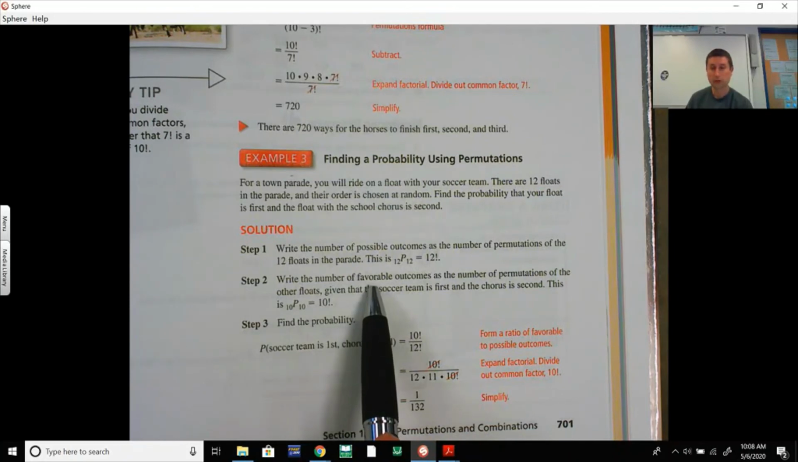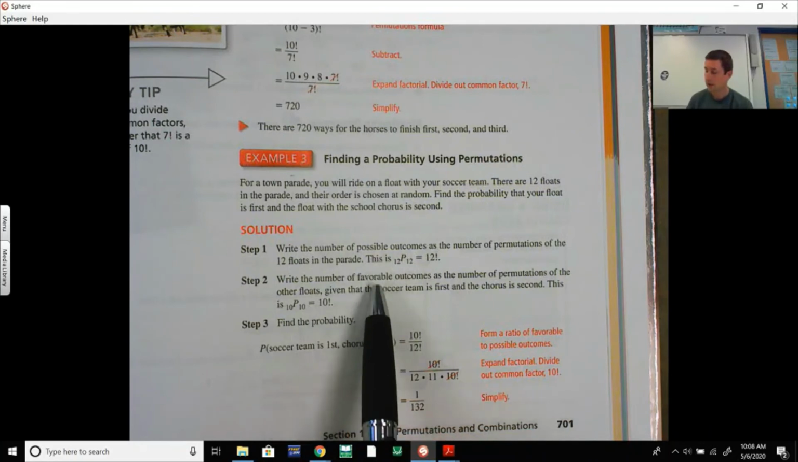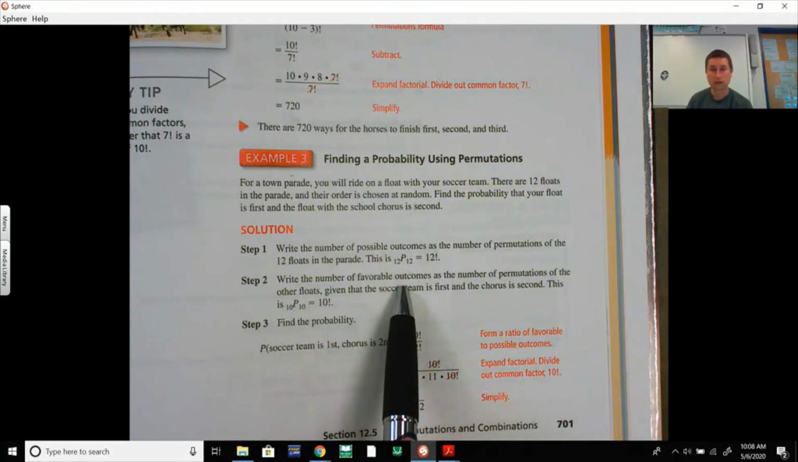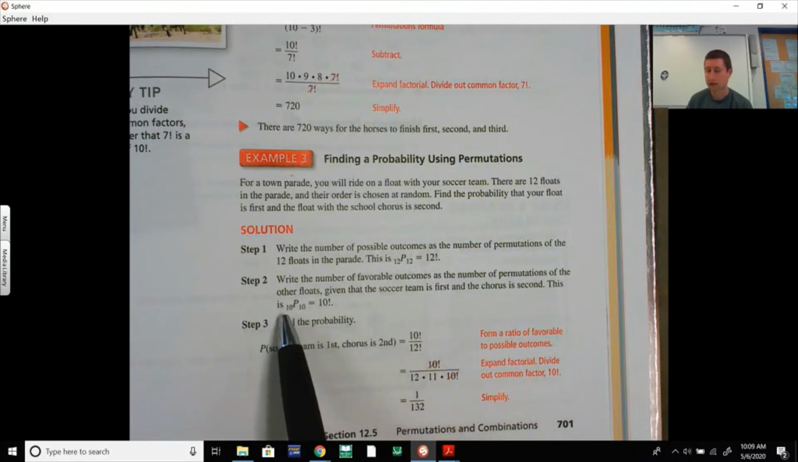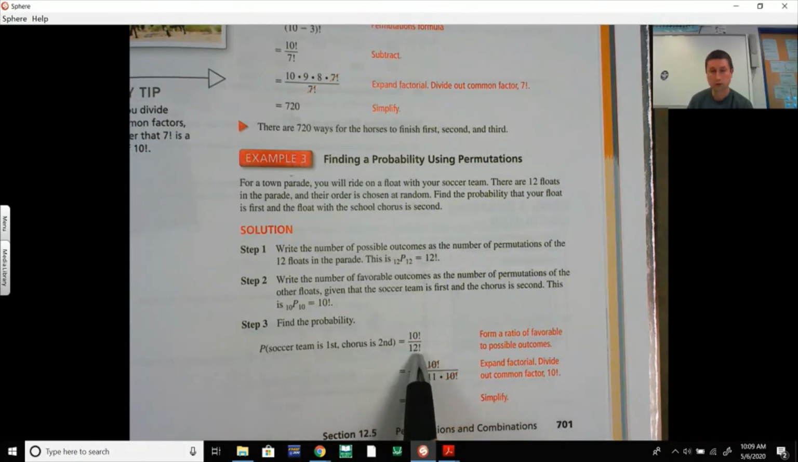Those are the terminologies they're using. What are the possible outcomes? This is the total that we talked about. Favorable outcomes, this is what you want. So if the first two are set, that means there are 10 floats remaining that could be ordered in 10 factorial ways. So the probability would be 10 factorial over 12 factorial, which is 1 over 132.